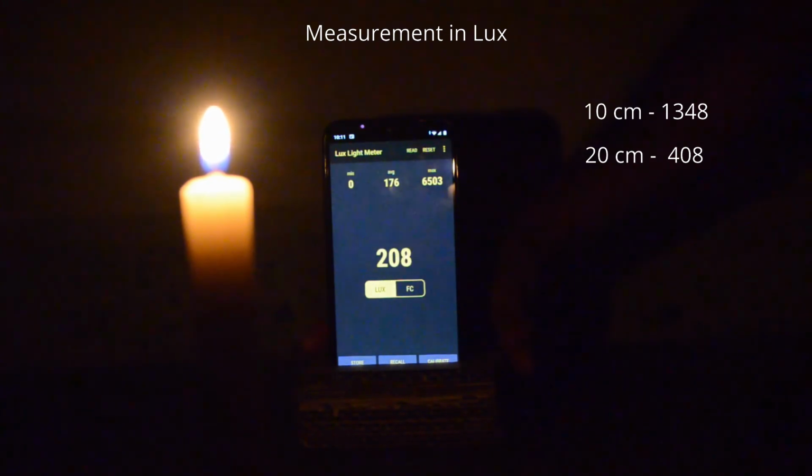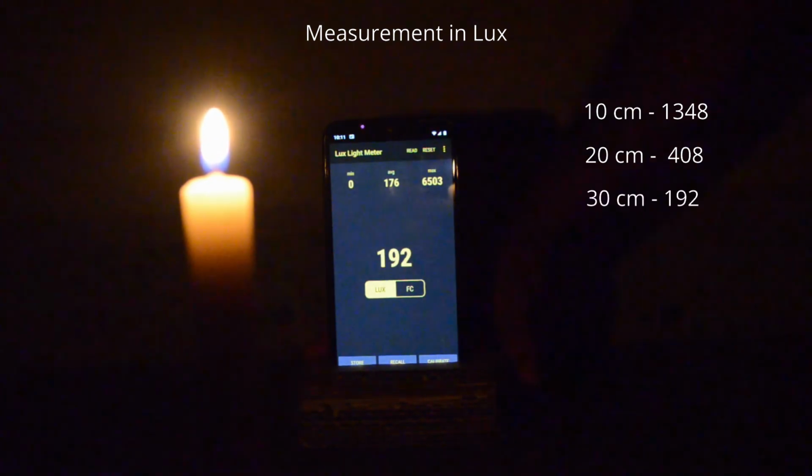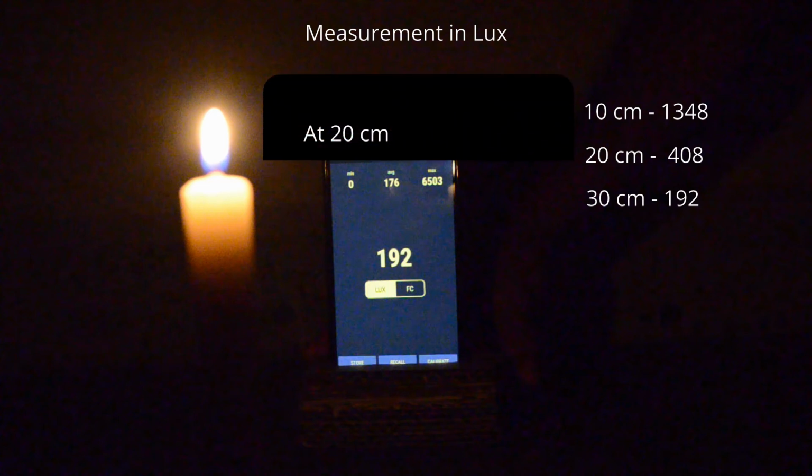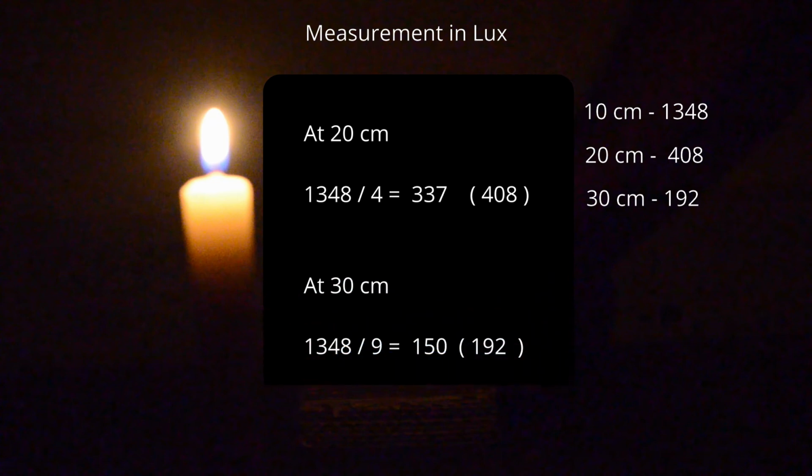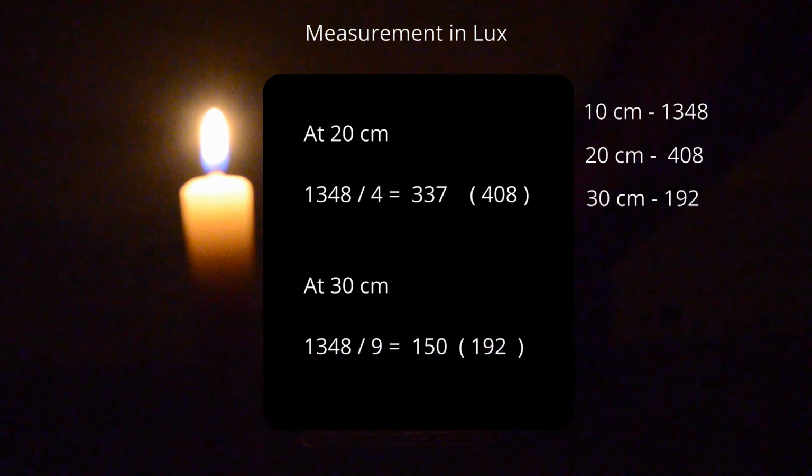In the case of candles as well, at 20 centimeter, we should have got a reading of 337, but we actually got 408. While at 30 centimeter, the reading should be 9 times less than the first reading, which is 150, but we got 192.